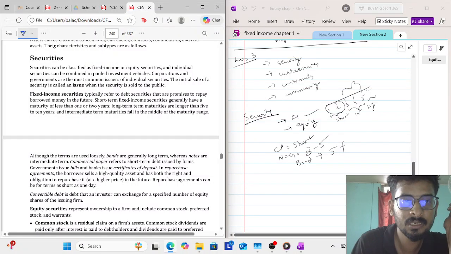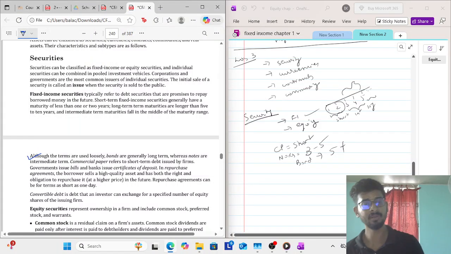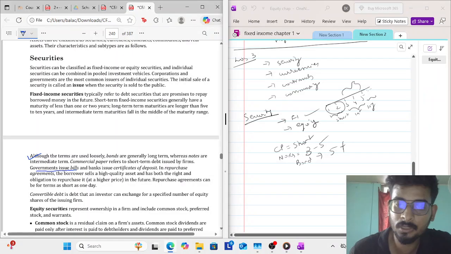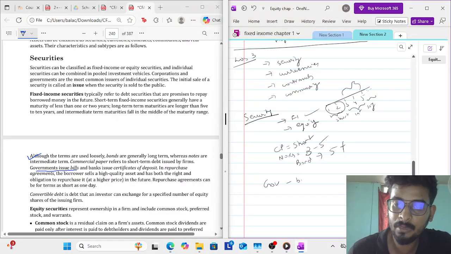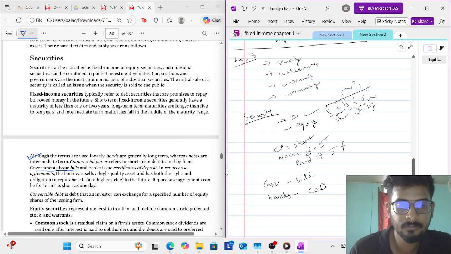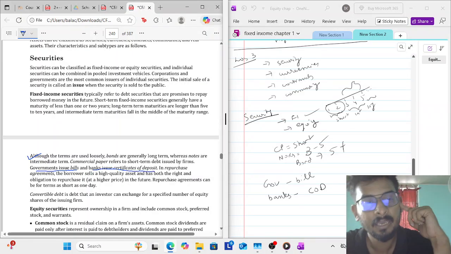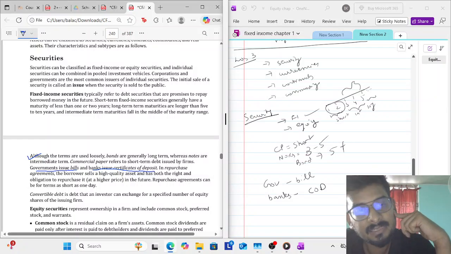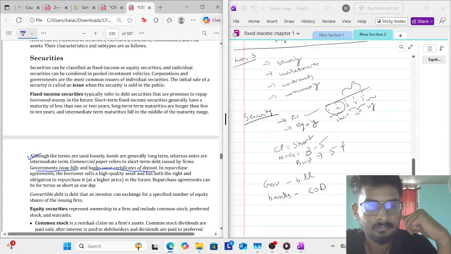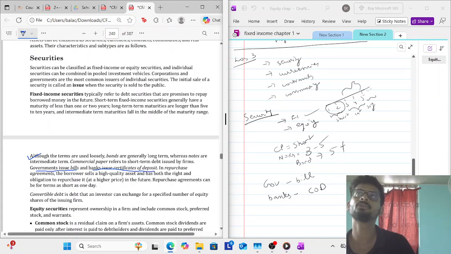Now let's go into another line. Government issues bills and banks issue certificates of deposit. So who issues bills? Government issues bills and banks issue certificates of deposit. So CDs are issued by banks and bills are issued by government.